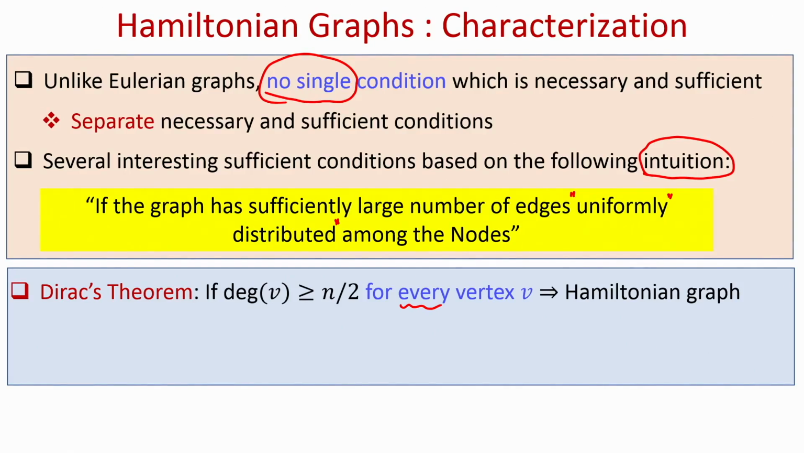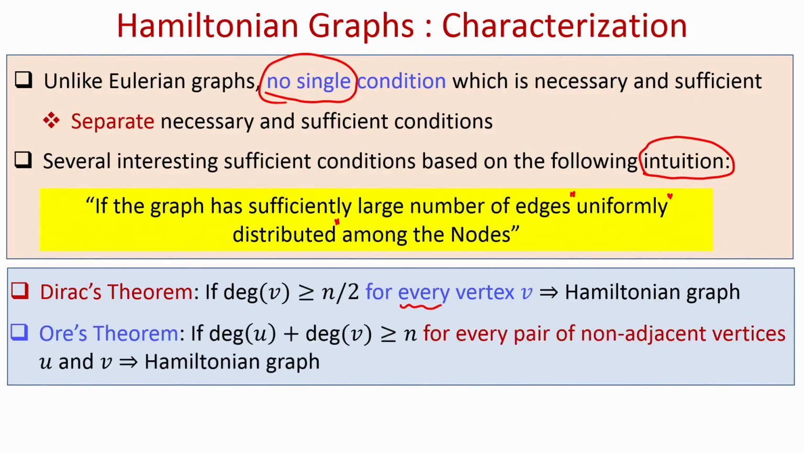So, Dirac's theorem says that if your graph is sufficiently dense, in the sense that the degree of every vertex is at least n over 2, then the graph is Hamiltonian. Whereas another related sufficiency condition is Ore's condition, which says that if for every pair of non adjacent vertices u and v, the sum of the degrees of u and v is at least n, then your graph is a Hamiltonian graph.